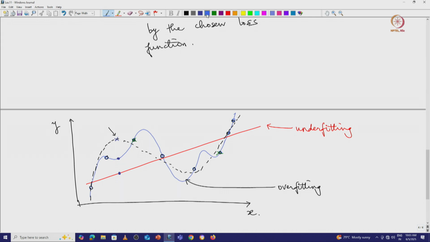And the last case, which I drew with a dashed black line, is the case of a perfectly fit model, or what you can call an optimally selected model. And this kind of a model will avoid the problems and pitfalls of both under and overfitting. Now this is the problem of under and overfitting in case of a regression problem.